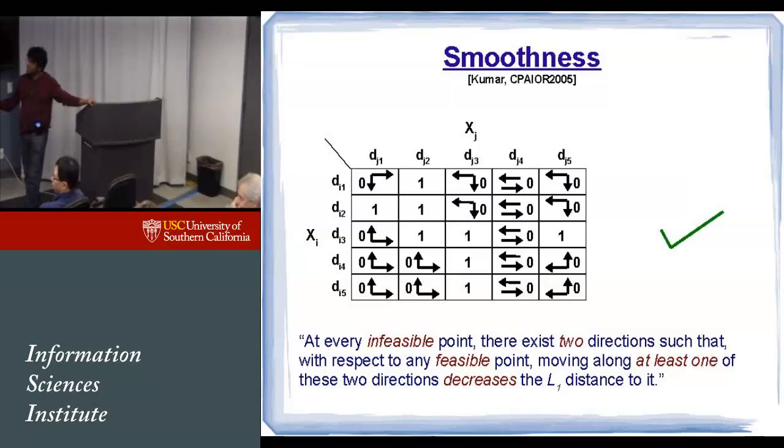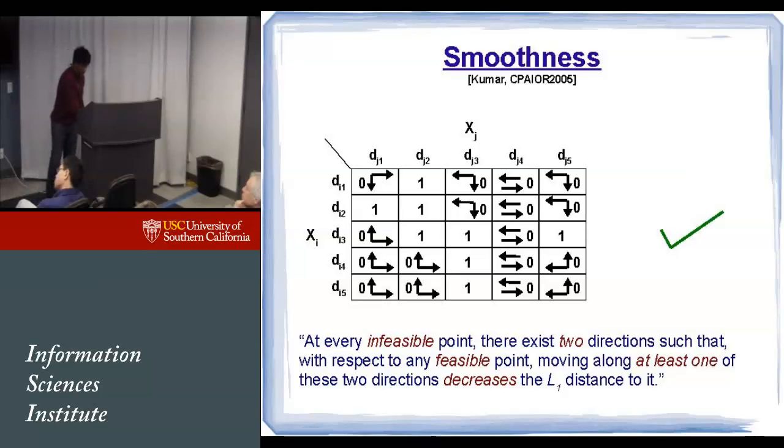What I'm saying is, you have to come up with a pair of directions at every 0, such that no matter which one you have in mind, maybe this one here, but it could have been this one here as well, at least one of the two directions takes me closer to you.